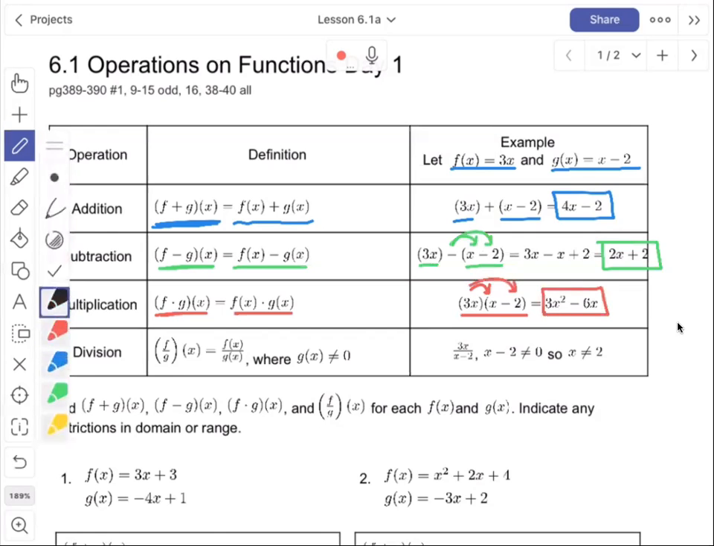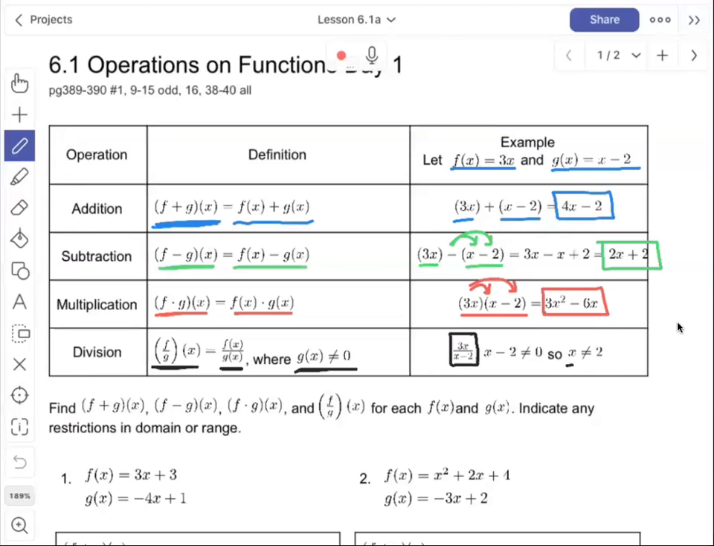And lastly, when you divide and you want to find the function f over g of x, you just divide the functions. Now this one you do have to be careful because when there's a fraction, you have to make sure the denominator is not equal to 0. So we would do 3 over x minus 2, but x cannot equal 2 because that's what makes the denominator equal to 0. So you do need to add that into your answer.